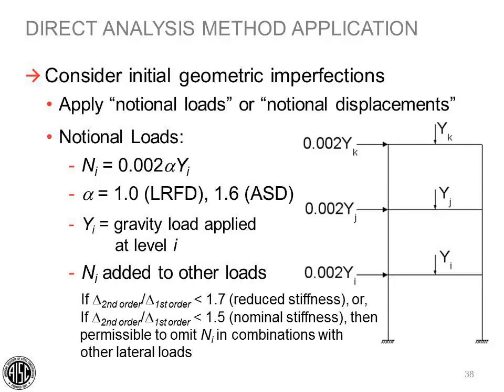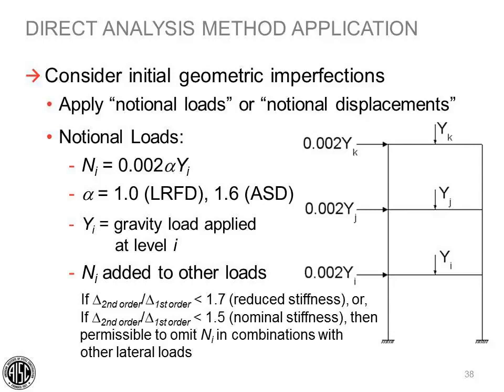The 2005 specification used a 1.5 limit based on unreduced frame stiffness. The 2010 specification now has a 1.7 limit, but that is based on the reduced frame stiffness instead of the unreduced stiffness. In the 2010 commentary, either limit can be used, 1.5 for the nominal unreduced stiffness or 1.7 for the reduced stiffness.